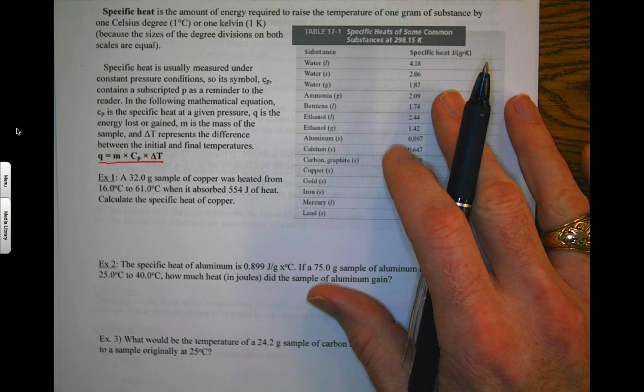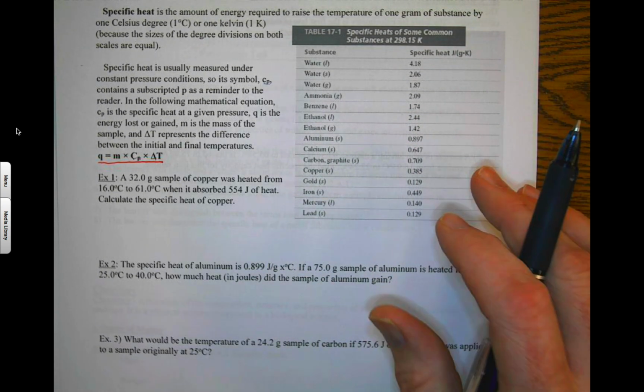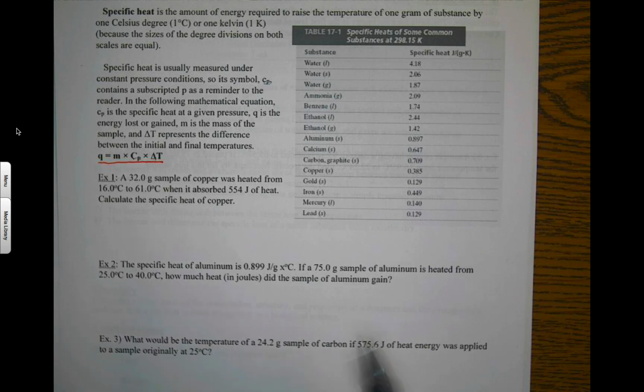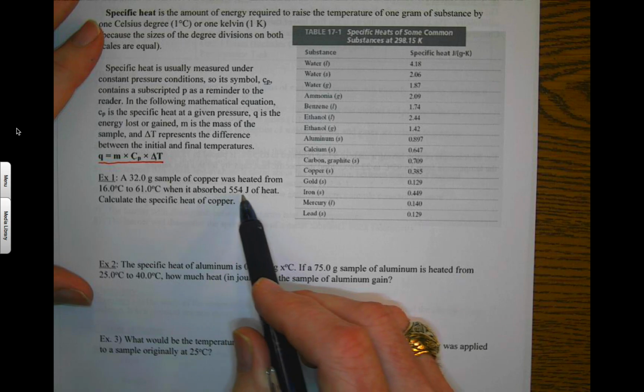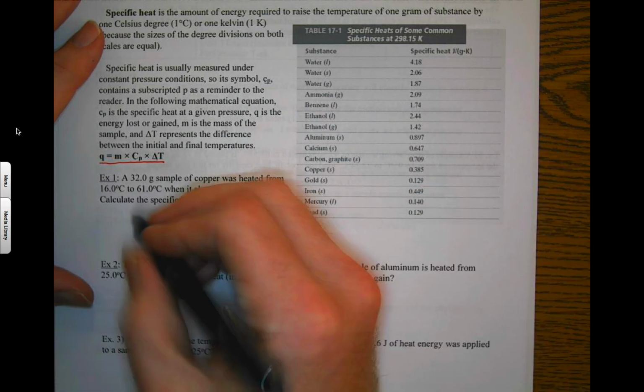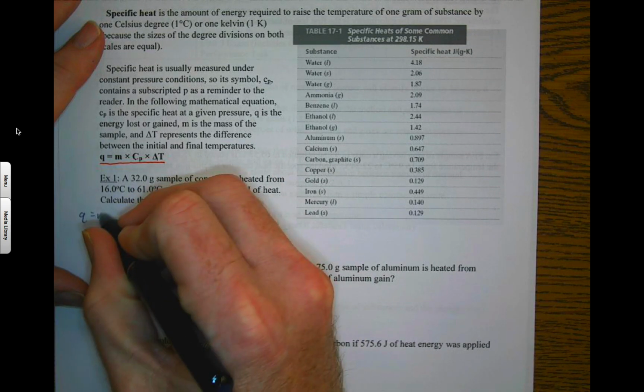So example number 1 says a 32.0 gram sample of copper was heated from 16.0 degrees Celsius to 61.0 degrees Celsius when it absorbed 554 joules of heat. Calculate the specific heat of copper. So we will use that Q equals MCAT equation.